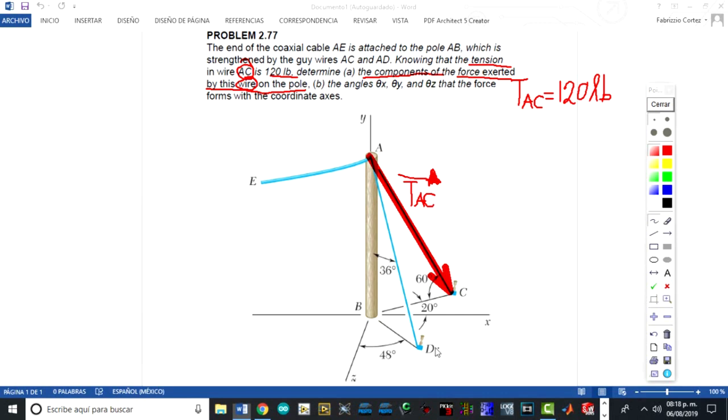Therefore, we don't care about this wire AD. In this exercise, we don't care about it. They put it there in order to use it in another problem, in another exercise. But in this problem 2.77, we don't care about cable AD. Therefore, we can just erase the data of this wire in order to analyze just the wire they are asking us to calculate.